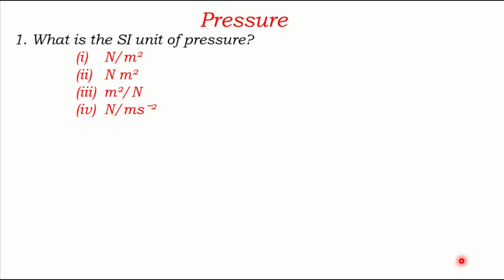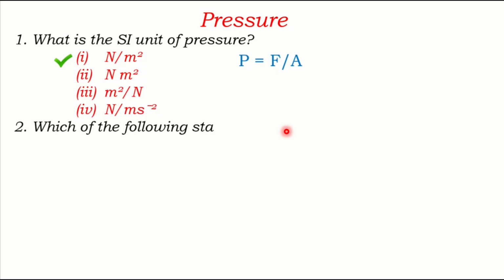These are the options. Now it will be better to go through the formula of pressure. Pressure equals force by area, we know. If force is measured in Newton and area is measured in meter square, then the unit of pressure should be Newton per meter square. That's why the first option is correct and so we have to tick the first option. Newton per meter square is the unit of pressure, but in the name of the scientist Pascal, it is taken as Pascal.